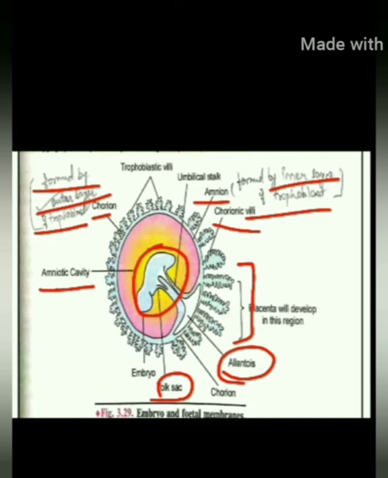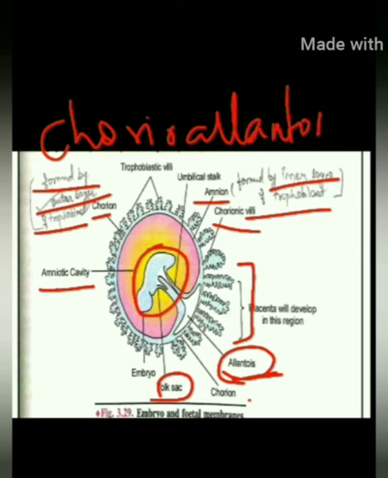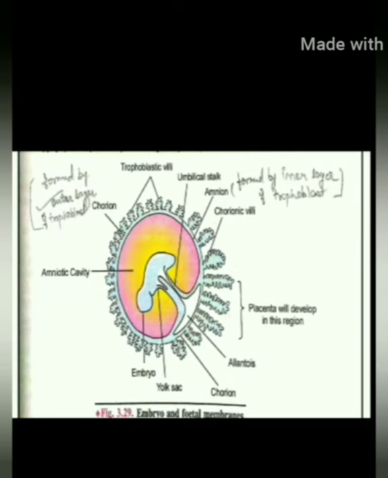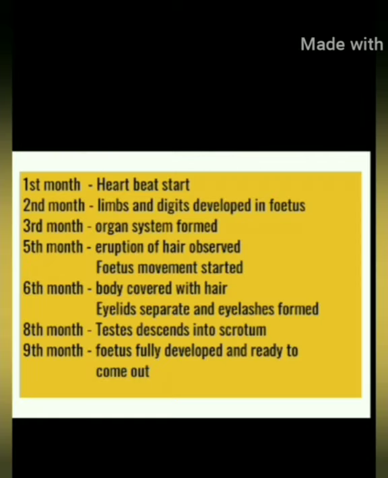So ultimately this placenta along with this allantois is known as the chorioallantoic placenta. I'll write it here: chorioallantoic placenta. Okay, fine. So this is the allantoic structure, and this is the whole structure of that embryo. And one more thing, it is the umbilical stalk, through which the fetus is attached to the placenta.